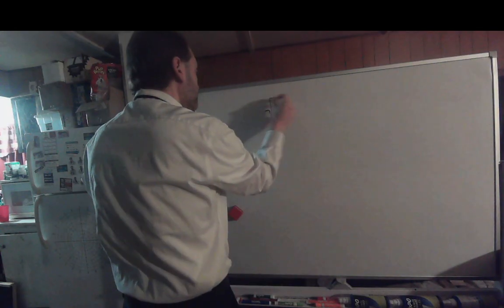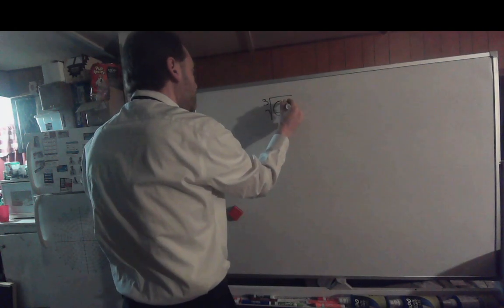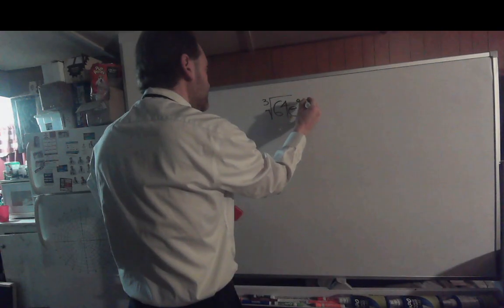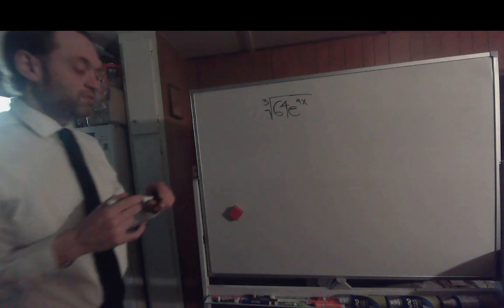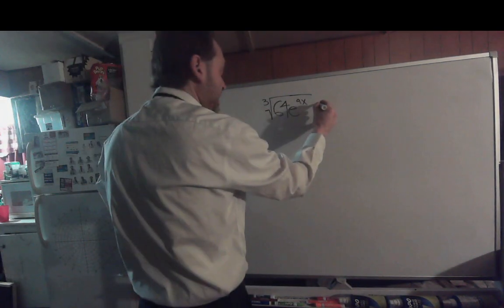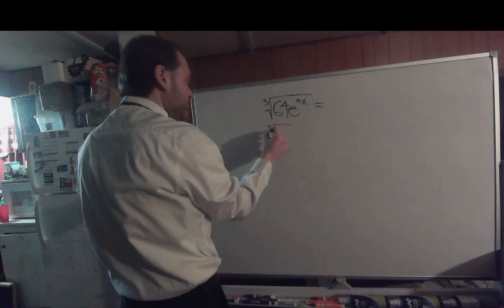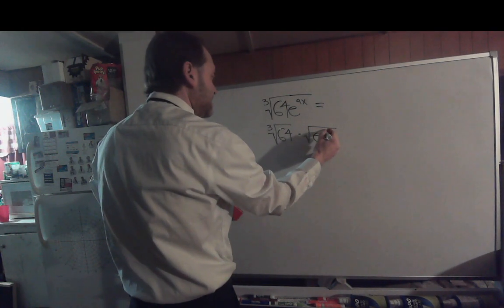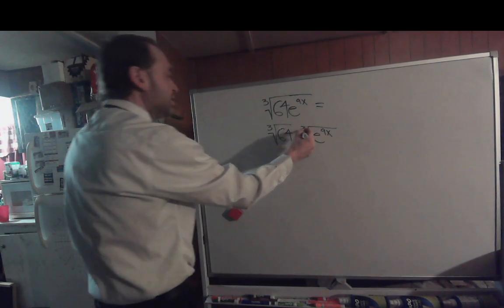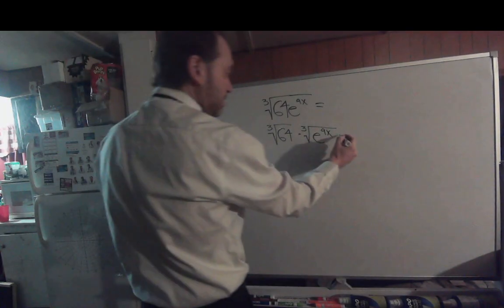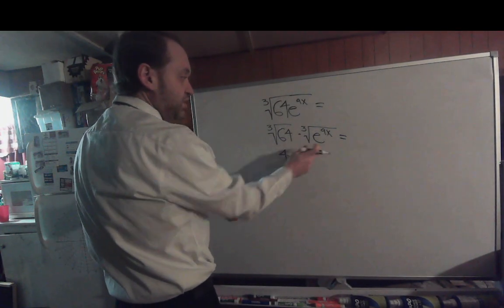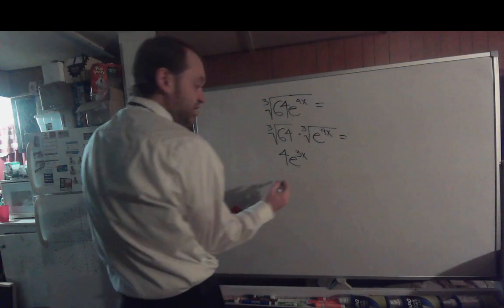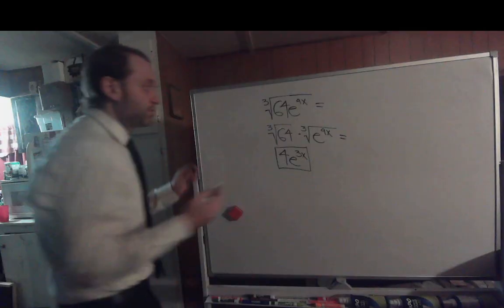Let's take the cube root of 64e to the 9x. Well, again, this will split up into the cube root of 64 times the cube root of e to the 9x. Alright, so what's the cube root of 64? That's 4, right? What's the cube root of e to the 9x? Well, that'd be e to the 3x. So this would simplify into 4e to the 3x power.